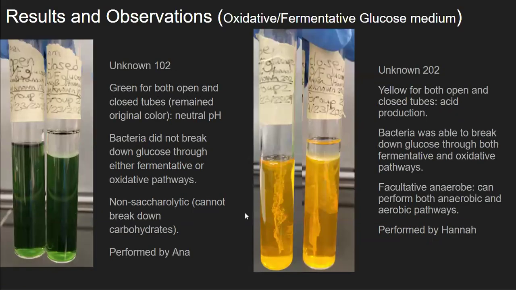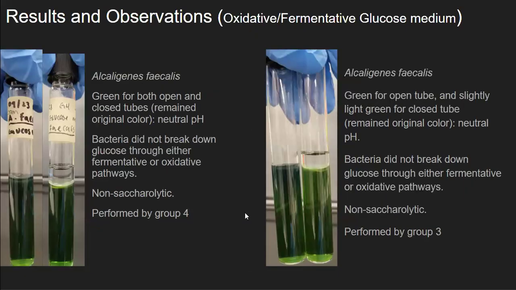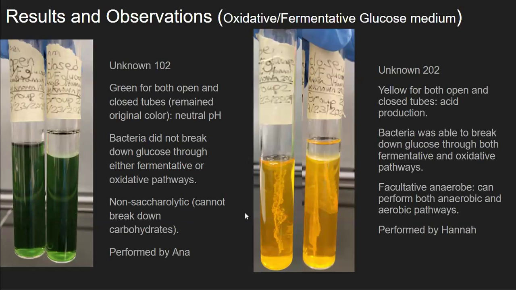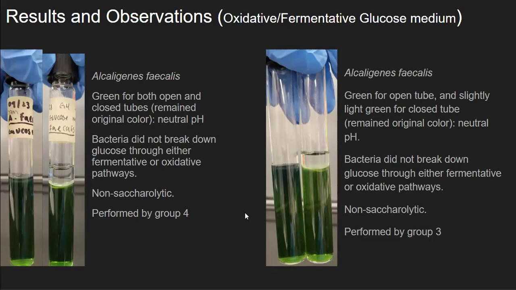For the other Alkaligenes faecalis, the open tube was green and the closed tube was slightly light green, but they still remained a neutral pH. The bacteria did not break down glucose through either fermentative or oxidative pathways, so they were also non-saccharolytic.